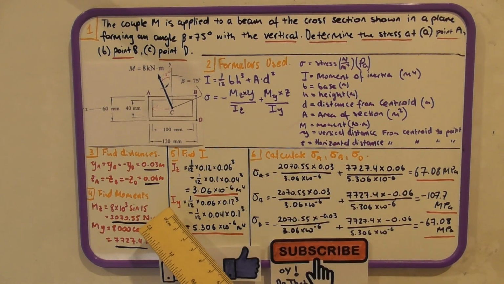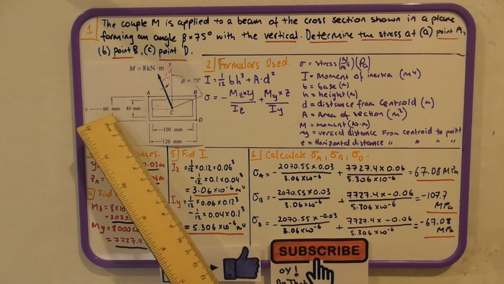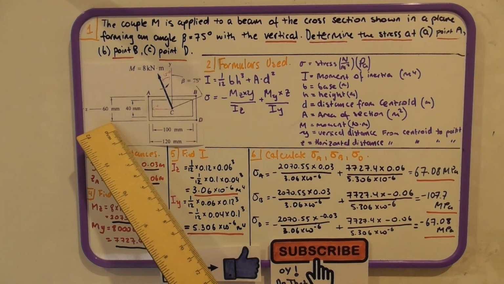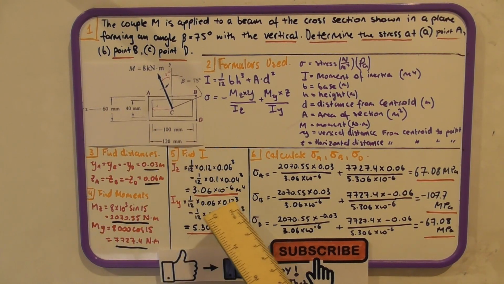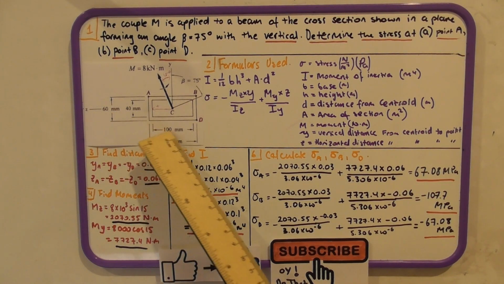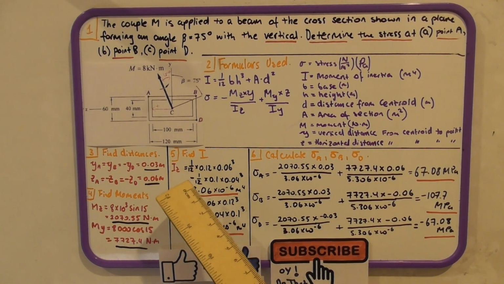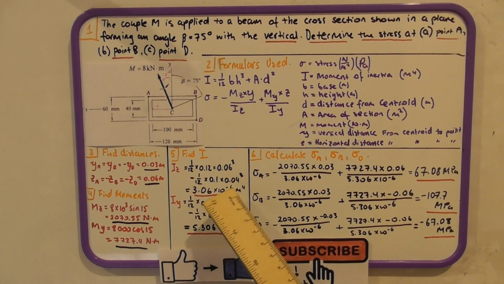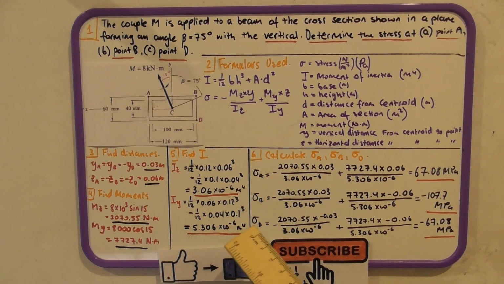Similarly for moment of inertia at Y, 1/12 multiplied by base, in this case this is the base, times height to the power 3 minus base times height to the power 3. And those two moments of inertia, IZ will be 3.06 times 10 to the negative 6 meters to the 4, and IY, moment of inertia for Y, will be 5.306 times 10 to the negative 6.